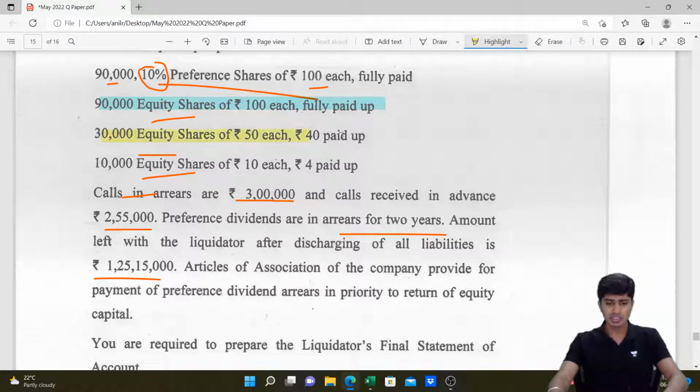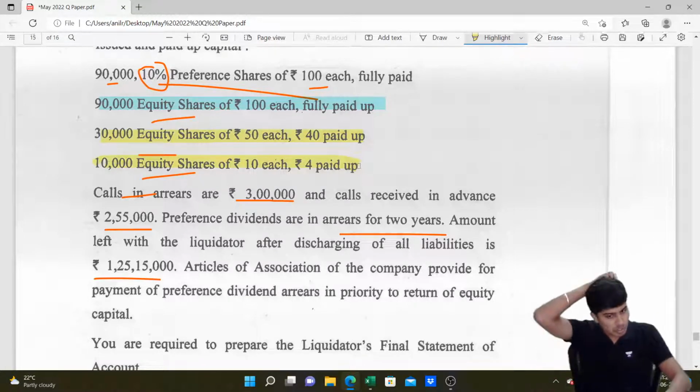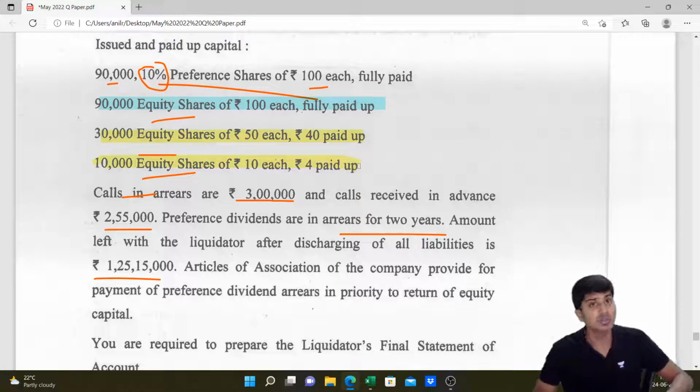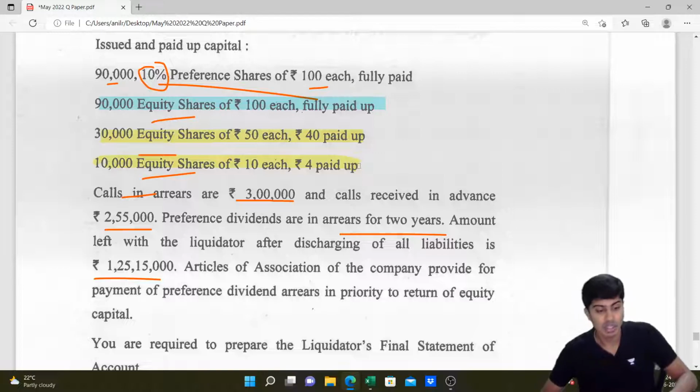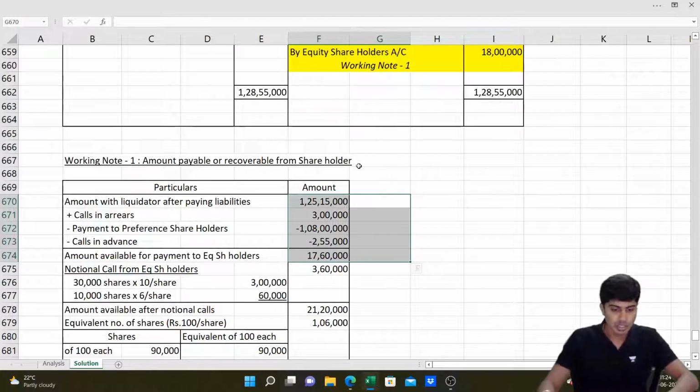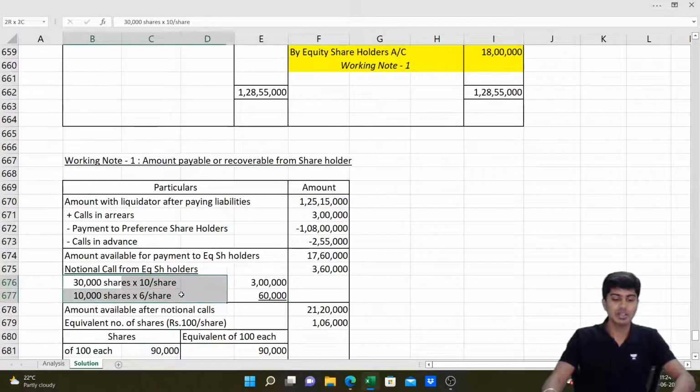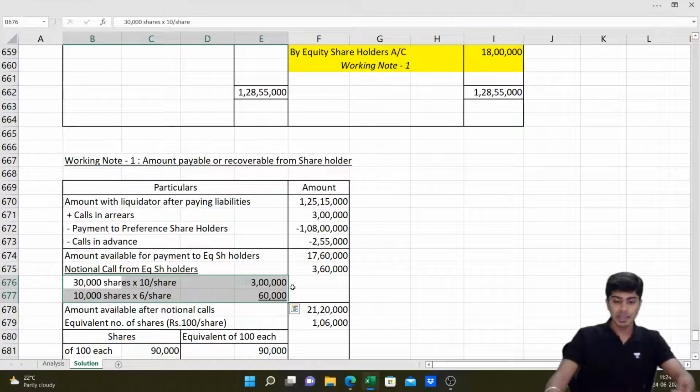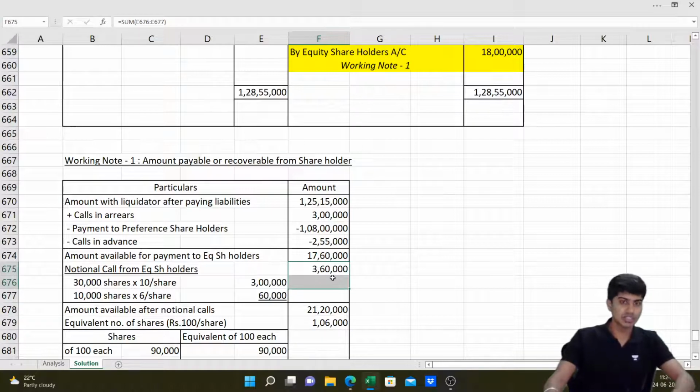This 30,000 shares of rupees 50 each are 40 rupees paid up. 10,000 equity shares of rupees 10 are 4 rupees paid up, 6 rupees not paid. So, on 30,000 shares, we assume to be receiving 10 rupees. And on equity shares of rupees 10, we assume to receive 6 rupees. So I do 30,000 into 10, 10,000 into 6, notional call. I'll add this money so that the shares will become fully paid up. Now we have 21 lakh 20,000, assuming this notional call.